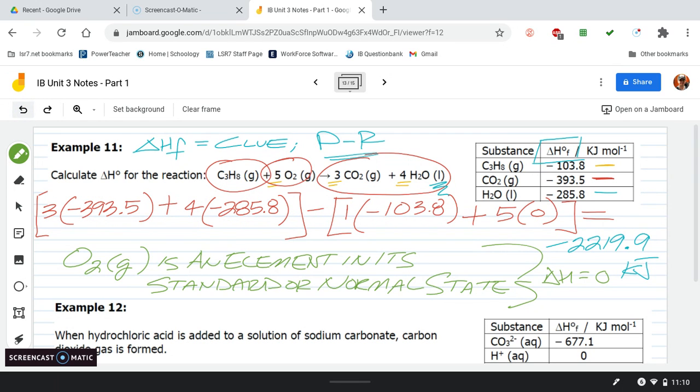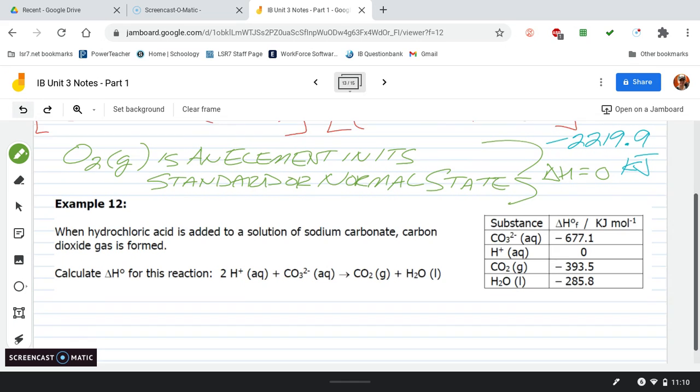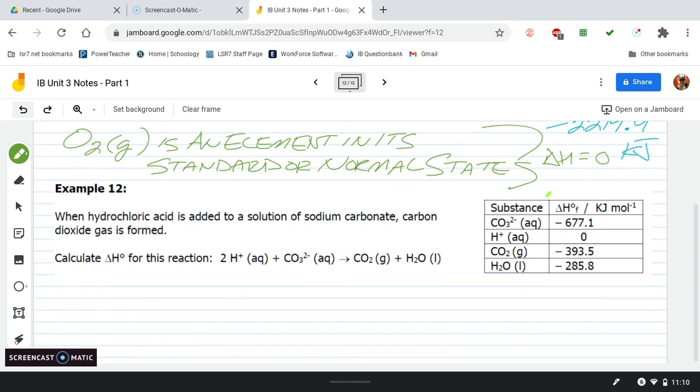All right, so there's the answer. And that of course is a delta H, delta heat of formation. It's basically finding delta H, which is the same as Hess's law, same as bonds, same as everything else, just using this formation data, which means they give us the compound and then they give us the value for that particular compound.